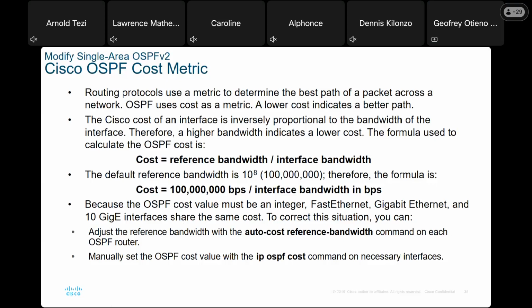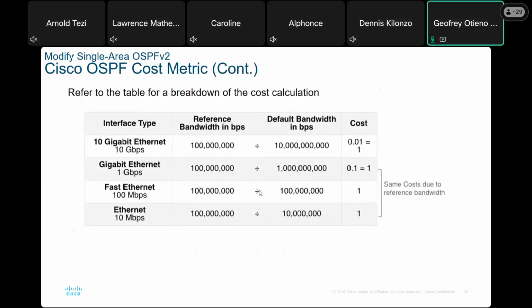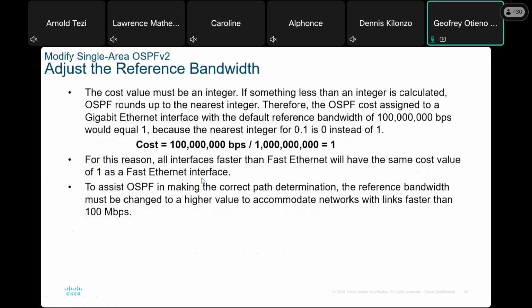But still, you can manually adjust the cost by setting the cost. If you don't want to use the default numbers that are there, you can adjust your own cost. So if you look at all these interfaces, from 10 gigabit Ethernet all the way to the Ethernet here, you can just compute the reference bandwidth divided by the interface bandwidth that is given for each to get the cost. So same cost due to reference bandwidth here. All of them will be 1, 1, 1, 1, as they have indicated.